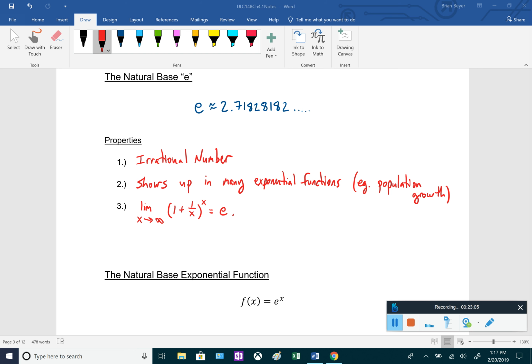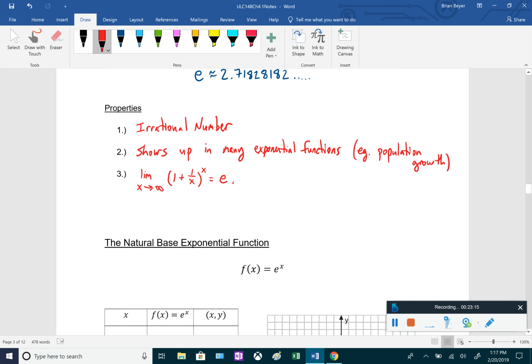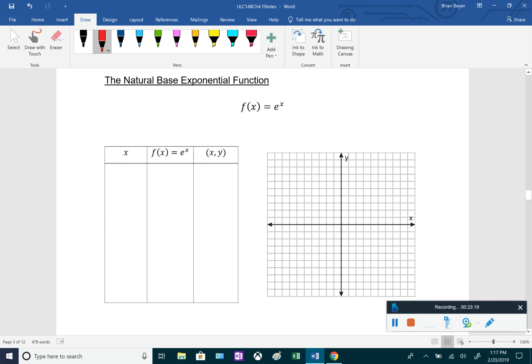So that's actually, I believe, the first definition for e. Now we have many different definitions for it. So I'll be coming back to that in a few pages, actually. Okay, so let's actually graph this.